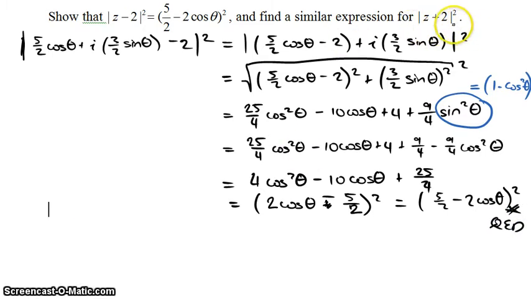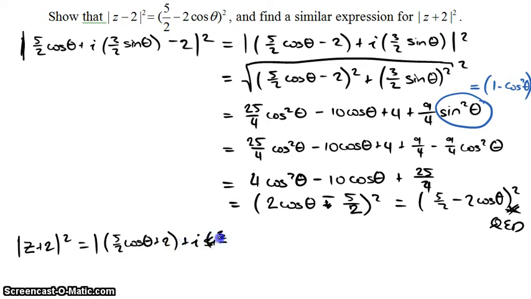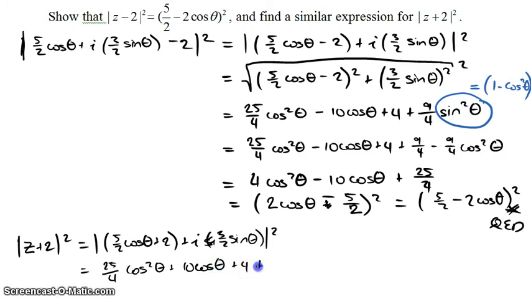What about a similar expression for the modulus of z plus 2, squared? Again, we go through pretty much the same rigmarole. So this would be the modulus of (5/2 cos θ + 2) + i(3/2 sin θ), whole thing squared. That would of course end up giving us 25/4 cos² θ + 10 cos θ + 4 + 9/4 sin² θ.